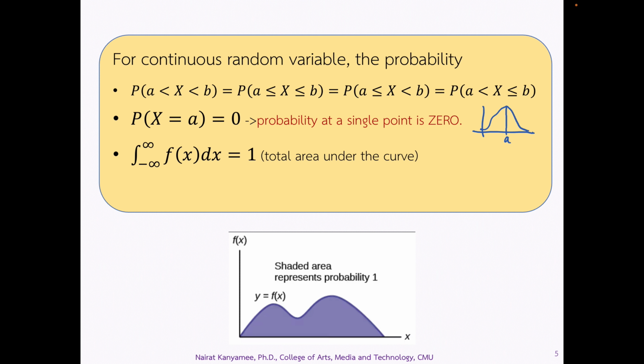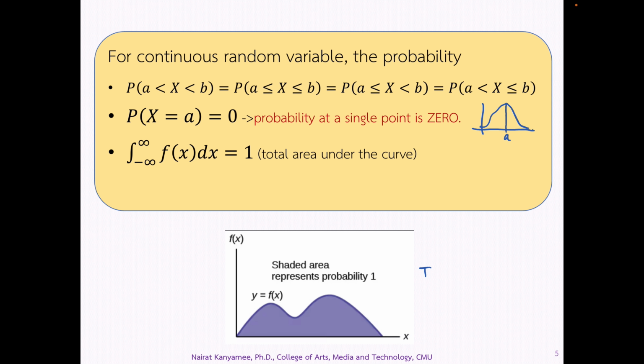And also, when we find the total area under the curve, by definition, if we integrate f(x) dx from negative infinity to infinity, it is 1. It gives you the whole probability. The shaded area under the curve, all the way from left to right, is 1. That means the total area is 1.